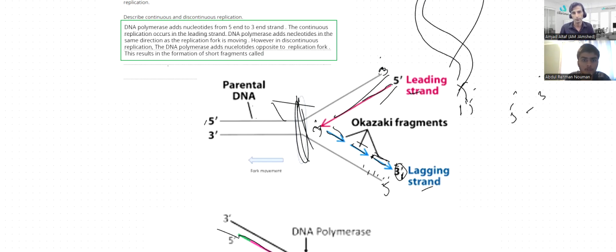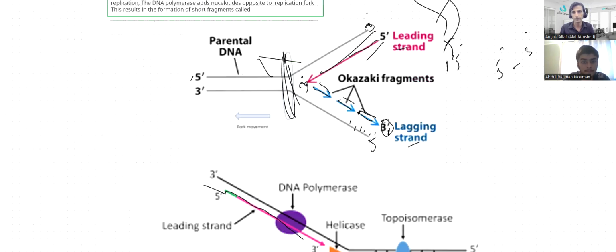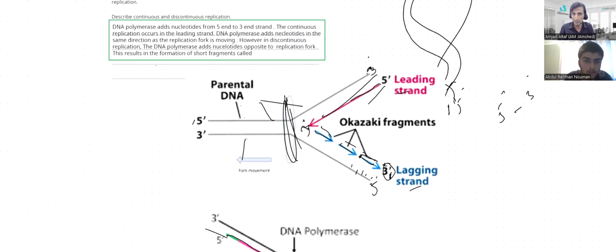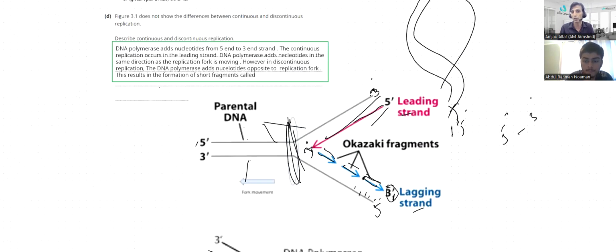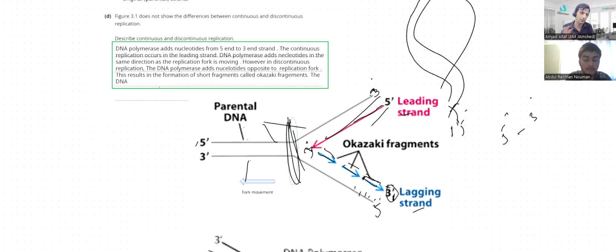Is it part of the syllabus as well? Because I couldn't see this in my book. Yes, because it's a replication process. Replication is a complete topic in your educators, JC educators. So definitely, if you're talking about replication, continuous and discontinuous replication are also part of it, and you have to discuss it as well. Then I will say the DNA ligase joins these. Yes, DNA ligase will join the fragments together.